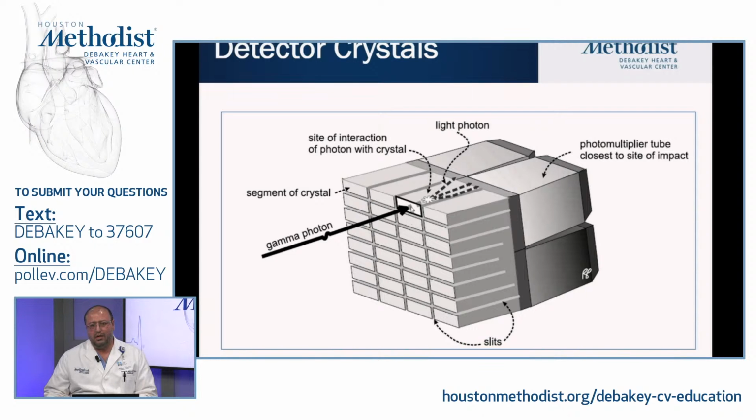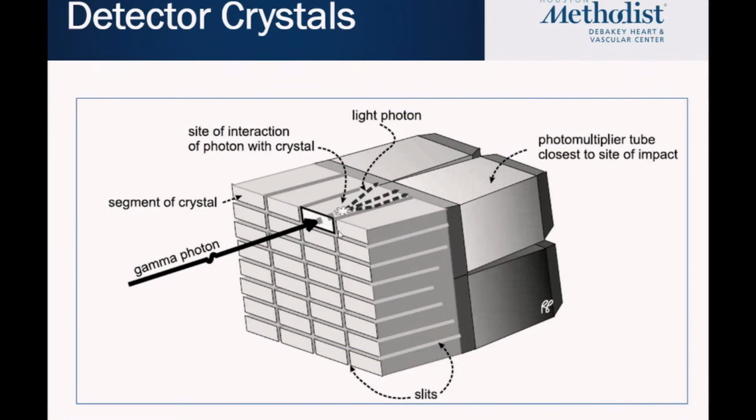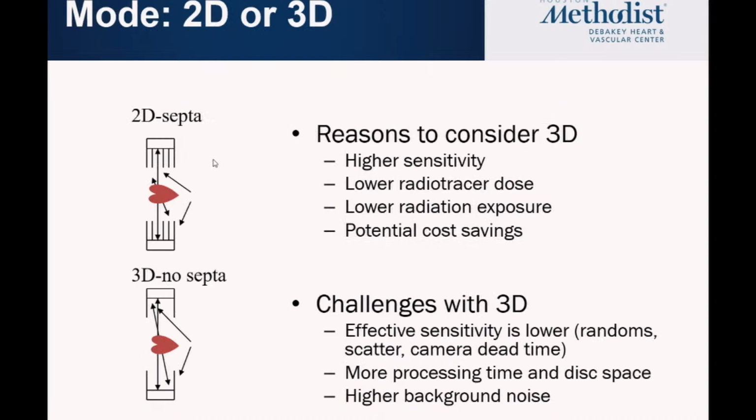So there is one difference between the different systems, which is these gamma photons are going to come and hit the detector, but they could come from different angles. So that's why some of them have the 2D septa, where it's only going to hit the detector if it is coming perpendicular to it. If it comes at an angle, it's not going to trigger a photon from the detector.